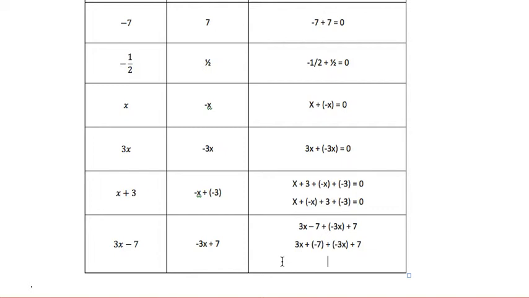And we're going to take the x terms and put them together. 3x plus negative 3x. And then let's put our number terms together. Negative 7 plus 7. And then it's much easier to see. We can even use the associative property to group these together. Go ahead and do that so we see the grouping. We have 3x plus negative 3x, which is 0. Negative 7 plus 7, which is 0. And 0 plus 0 is 0.